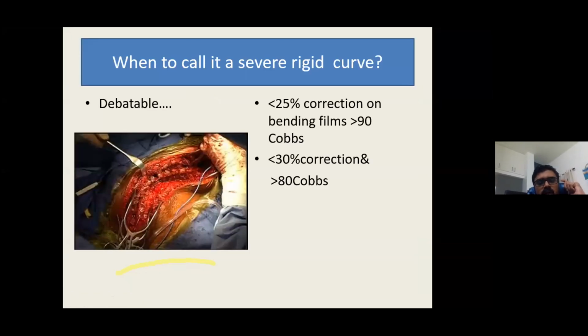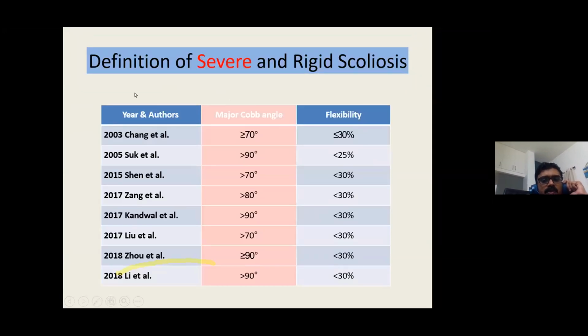Now, when do you call it a severe rigid curve? It is debatable in the literature, but generally, for classification purposes, we take more than 90-degree Cobb angle, which is correcting to less than 25% in bending films, as a severe rigid curve. Some authors give less than 30% correction and greater than 80 degrees of Cobb angle. Now, these are various publications from the Asian authors.